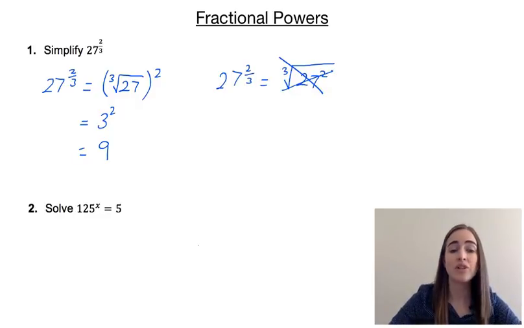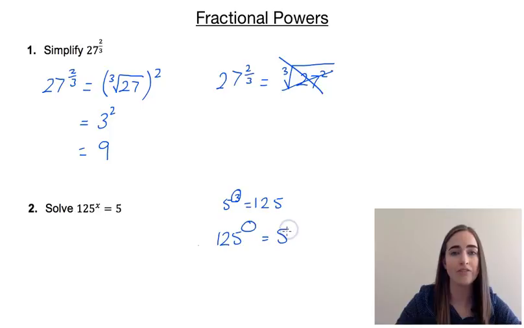Our next example asks us to solve 125 to the power of x is equal to 5. So having looked at that, we want to look at the relationship between 5 and 125. By now you should hopefully be getting the idea, or becoming more familiar with your squares and your cubes, that 5 cubed is equal to 125. But that's not what the question asks. The question asks 125 to the power of something is equal to 5. So because this was a 3, our power here is going to be the reciprocal. So our x is going to be 1/3.